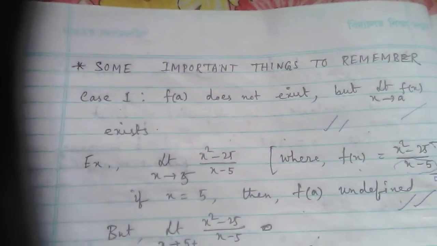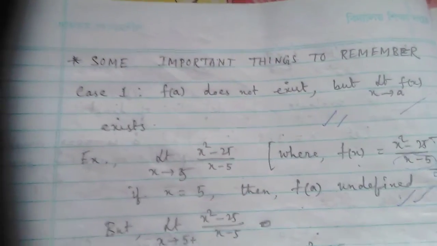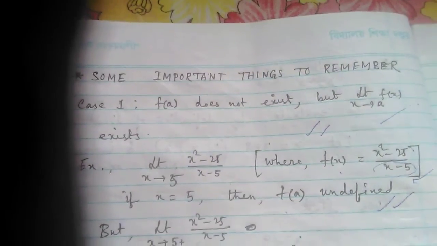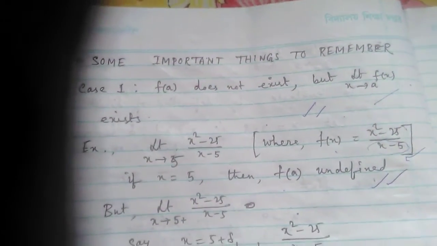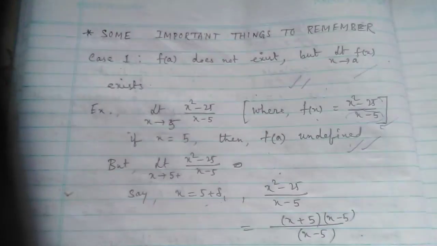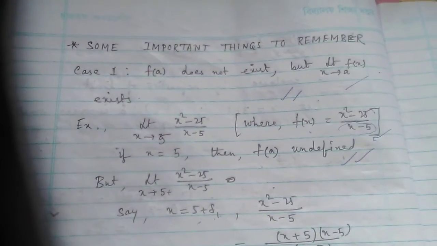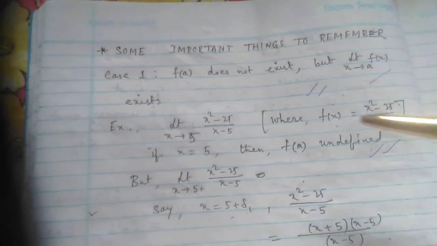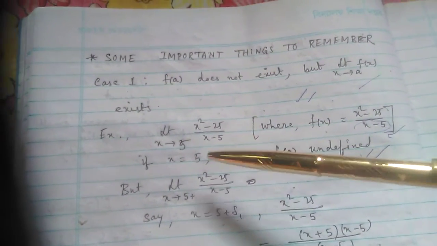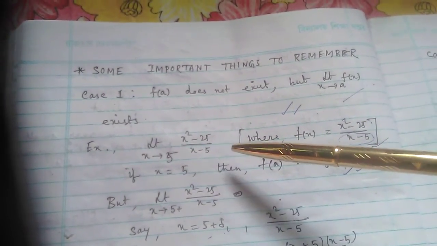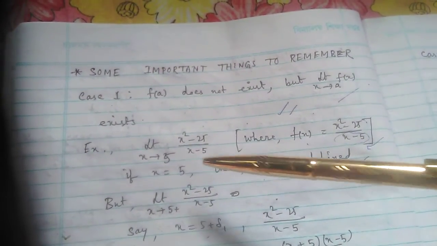First, case 1: if f(a) does not exist but the limit exists, how will it be understood? I have given an example. Look at this example: limit of (x square minus 25) by (x minus 5) where x tends to 5.